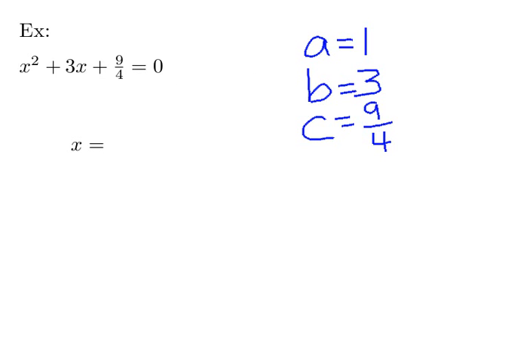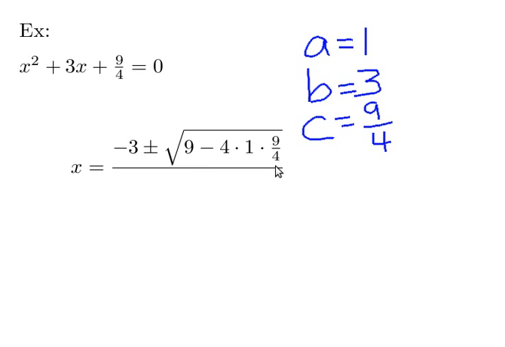So x equals negative b plus or minus, I actually wrote out B, I did not mean to write out B. B is 3, so x equals negative 3 plus or minus the square root of b squared, which is 3 squared, which is 9, minus 4 times a times c.